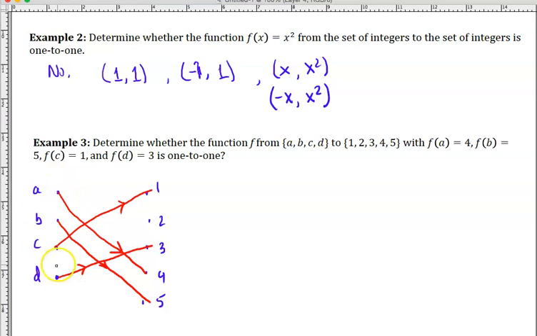Okay, good. So this looks like a one-to-one function. It looks like an injection, because each of the y values that are images is associated with only a unique x value. So there's no y value that could come from two different x values. That's the definition of an injection.